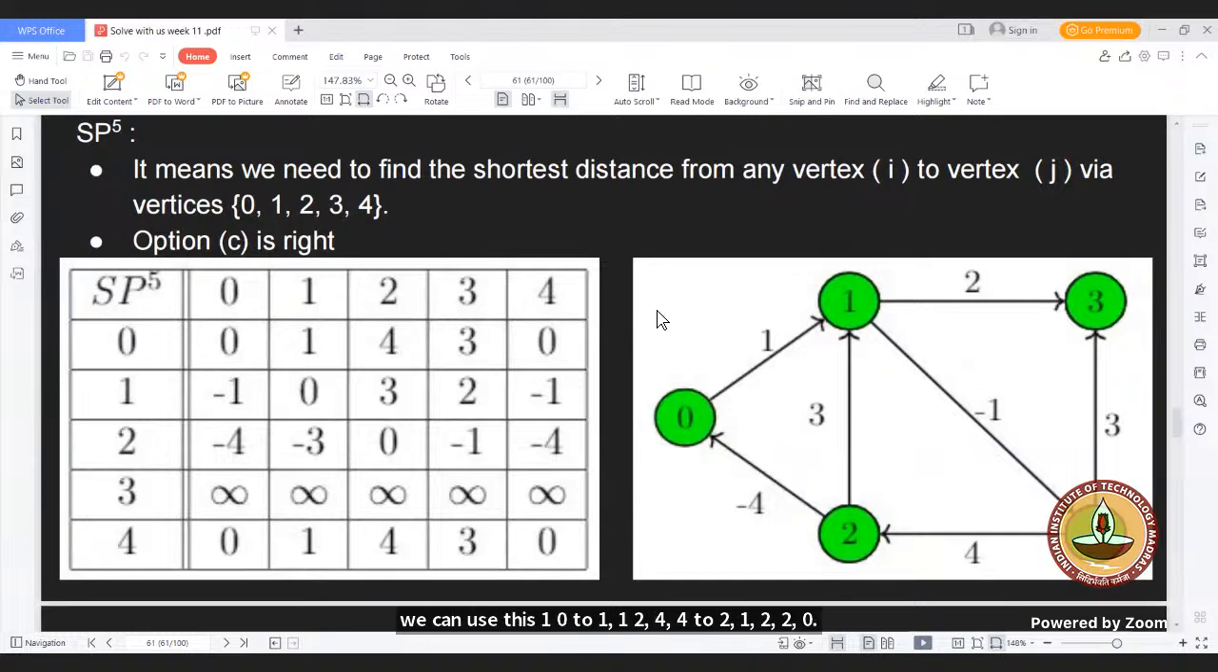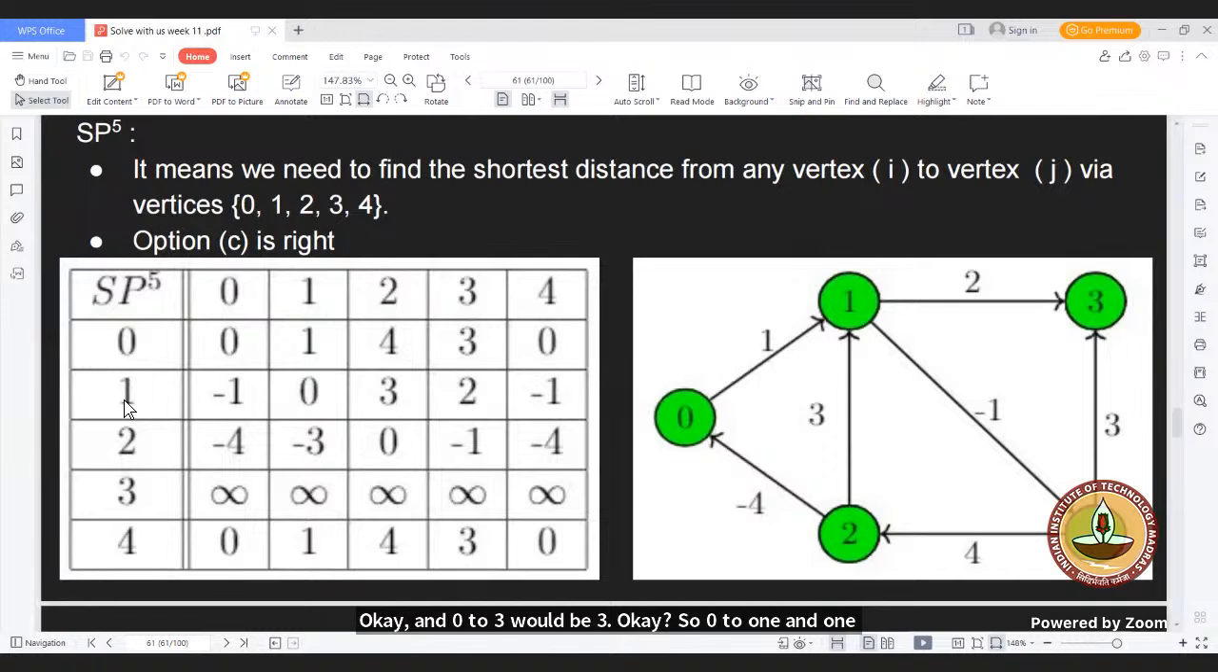Okay, and then 0 to 1 we can see is 1, and 0 to 2 we can see it's 4, right? It will be 0 to 1, 1 to 4, and 4 to 2. Okay, and 0 to 3 would be 3. So 0 to 1 and 1 to 3, and 0 to 4 would be again 0.